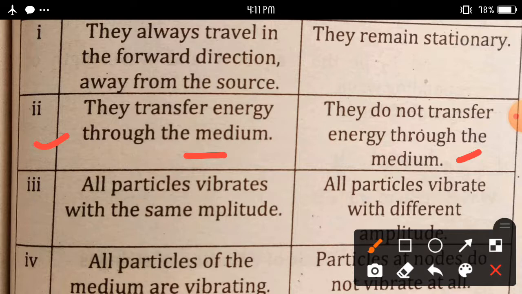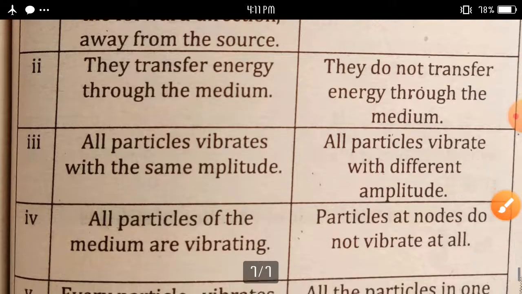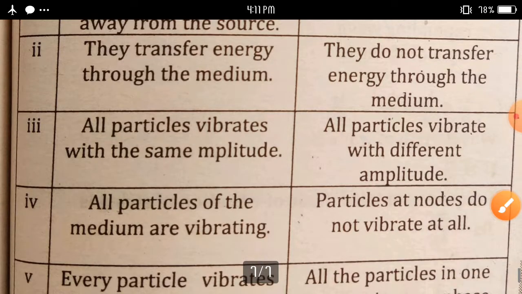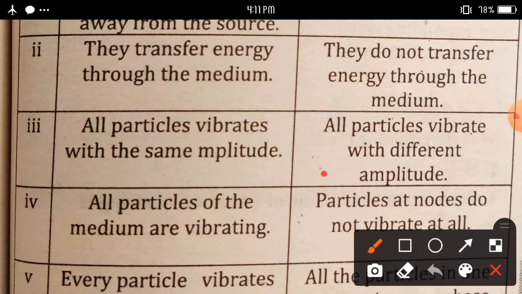Third one: in a progressive wave all particles vibrate with the same amplitude, and in a stationary wave all particles vibrate with different amplitudes. The amplitude is the same in one, and the amplitude here is different.